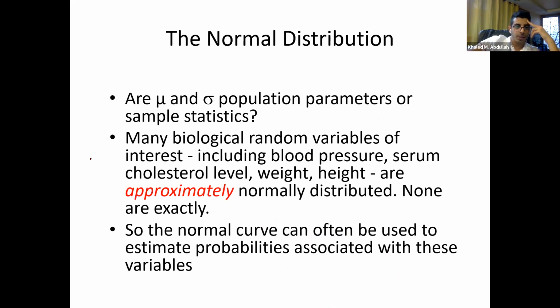So let me just get rid of the chat. Are mu and sigma parameters or statistics? I want you guys to answer this. So what are they, parameters or statistics? Parameters, right? Because we said population parameter. They're using Greek letters.